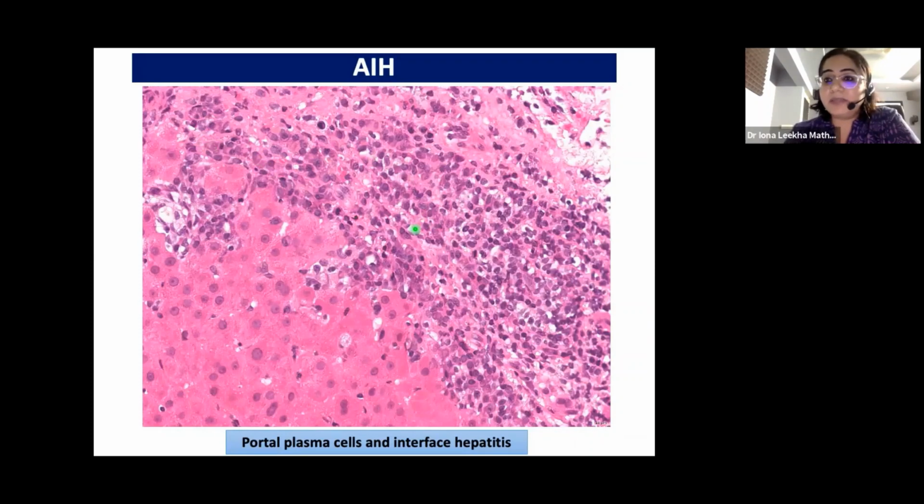Apart from that, you see something known as interphase hepatitis. If you remember, I told you there's a limiting plate, which is formed by a discontinuous layer of hepatocytes with the portal tract. Now, in interphase hepatitis, these inflammatory cells spill over this plate and go into the surrounding liver, thus damaging the hepatocytes. So you can see this is an area of interphase hepatitis. Again, another area showing interphase hepatitis. Seeing interphase hepatitis means there is activity in the biopsy.